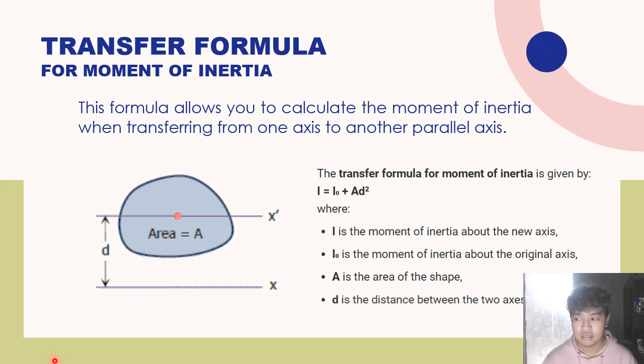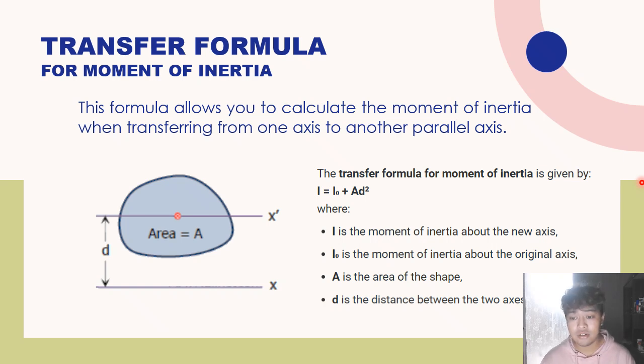Just like in the rectangular shape earlier, we have a formula for the moment of inertia with respect to the centroid of your rectangle cross-sectional area. But if we move the reference axis, then we will have to use the transfer formula. So the transfer formula allows you to calculate the moment of inertia when transferring from one axis to another parallel axis.